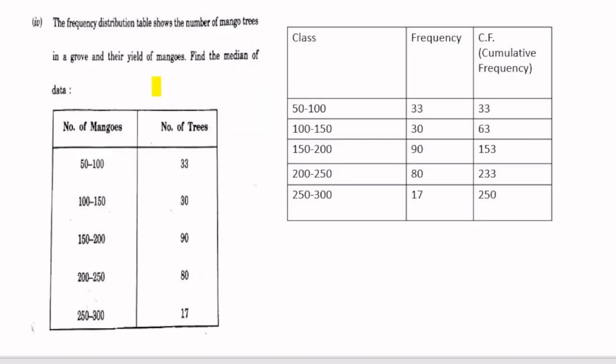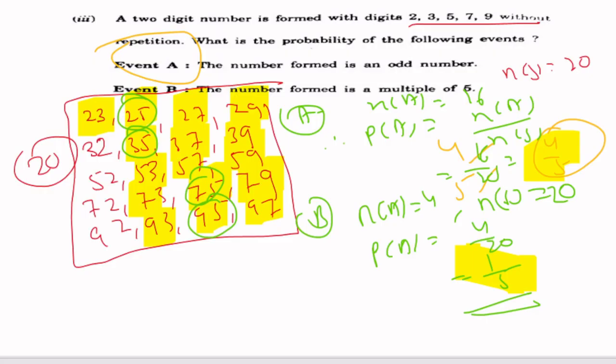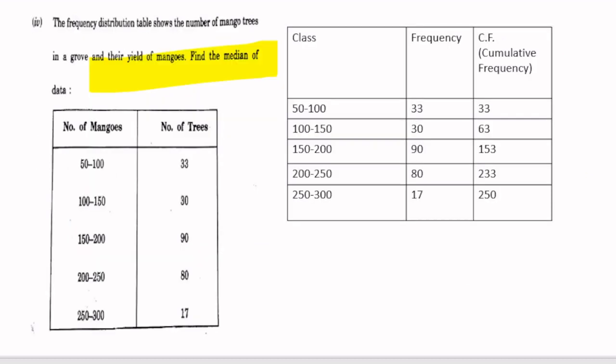Question number 4. The following distribution table shows the number of mango trees, and find the median. So here in this case, you have to find the median. For that, you should be aware of the median formula. This also we have done previously. I'll provide the link for that video as well, but we'll solve it quickly over here. The median formula is L plus n by 2 minus CF divided by frequency into H.